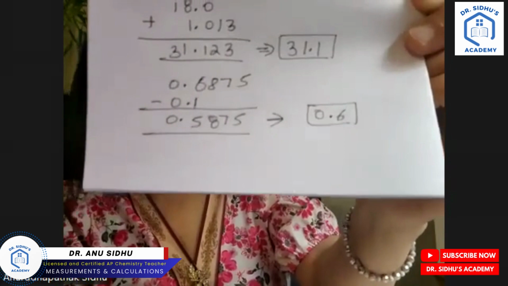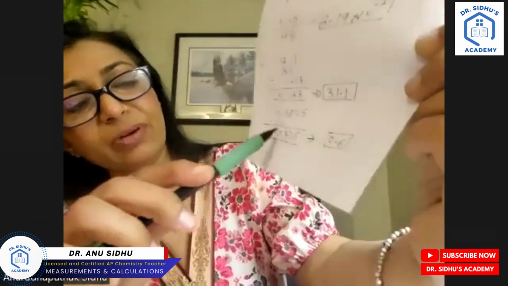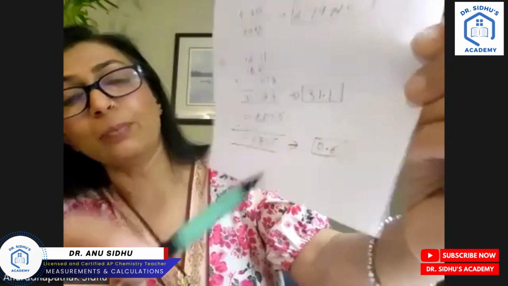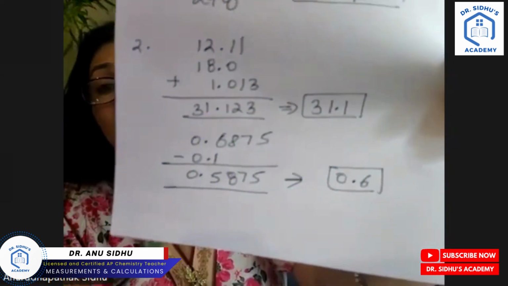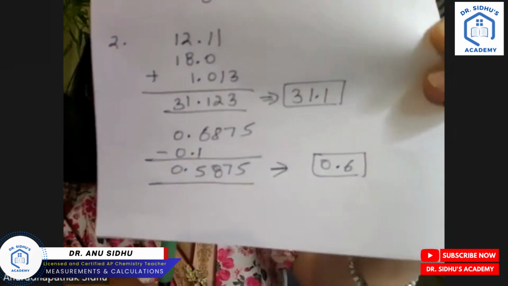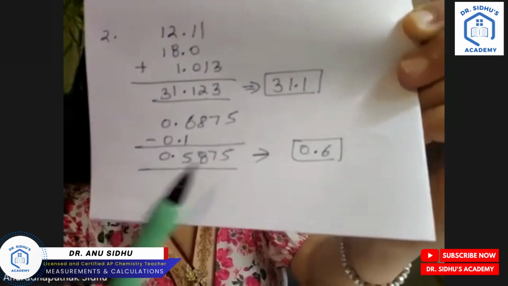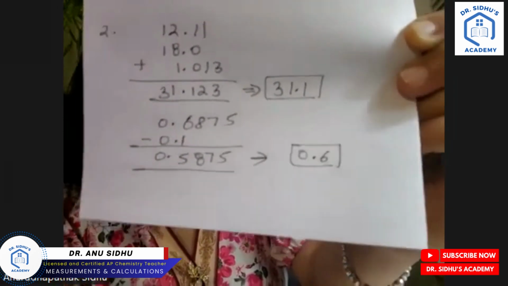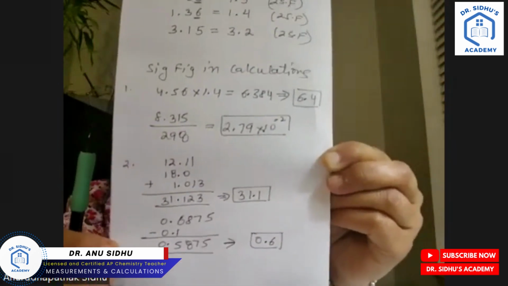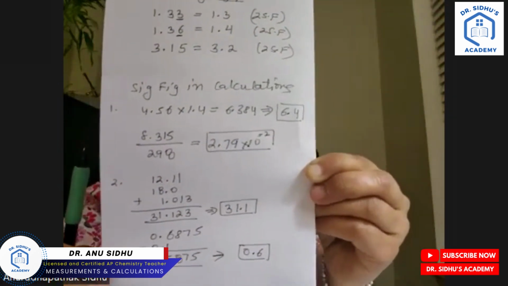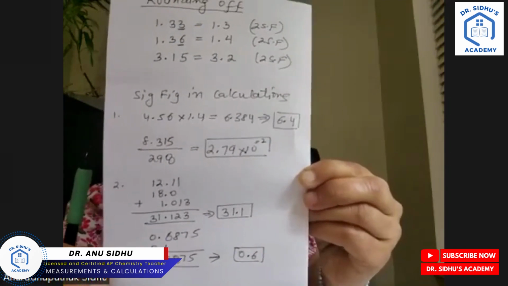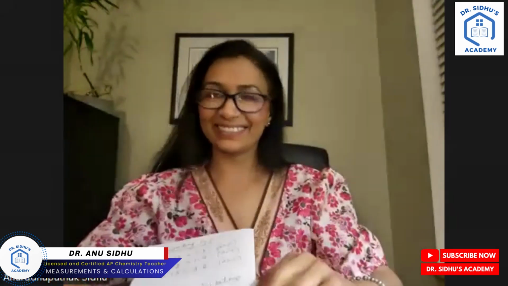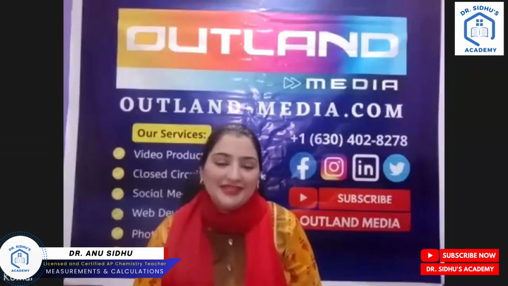Similarly, with subtraction, you see that our least number of decimal places is just one decimal place. So in our final answer, rather than 0.5875, my answer should have only one decimal place. So it is 0.6. And how beautifully we have rounded it up, right? Rather than 0.58, it is rounded to 0.6. This is the way we determine the sig figs in our calculations while doing multiplication, division, addition, and subtraction. It's very fascinating and very interesting.